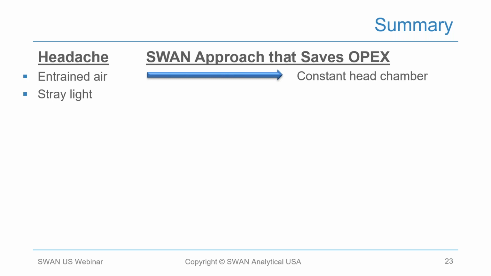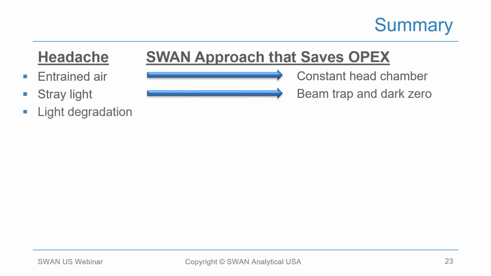We talked about stray light and how that leads to errant readings and dollars to fix that problem. Again, our instrument has a beam trap and it takes a dark 0 every night, so you're not dealing with any type of stray light.